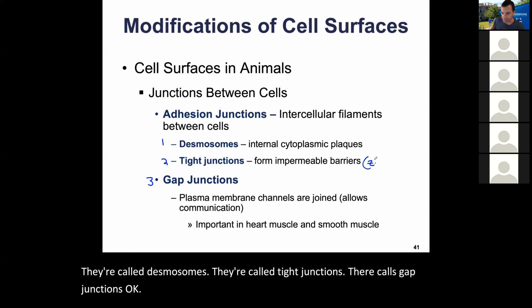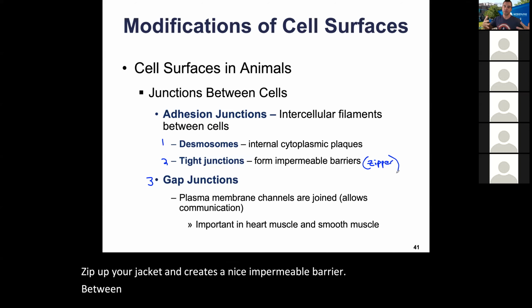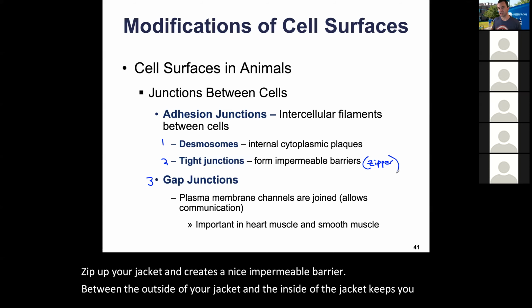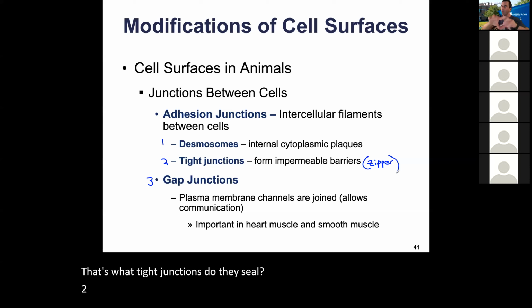When you think of a tight junction, think of it like a zipper. Okay. You zip up your jacket and it creates a nice impermeable barrier between the outside of your jacket and the inside of the jacket. Keeps you dry. That's what tight junctions do. They seal two cells together. Makes a wonderful impermeable barrier.